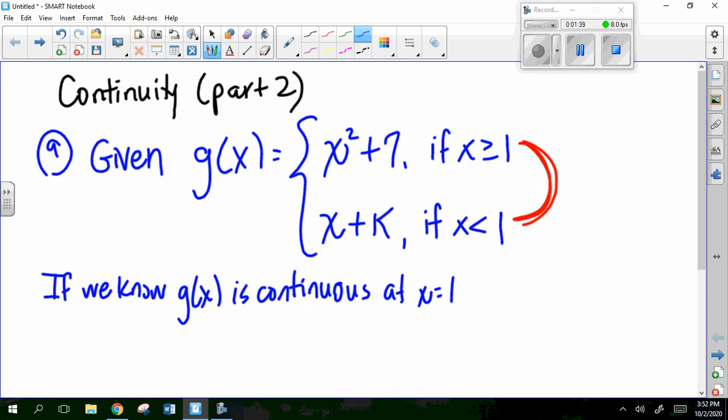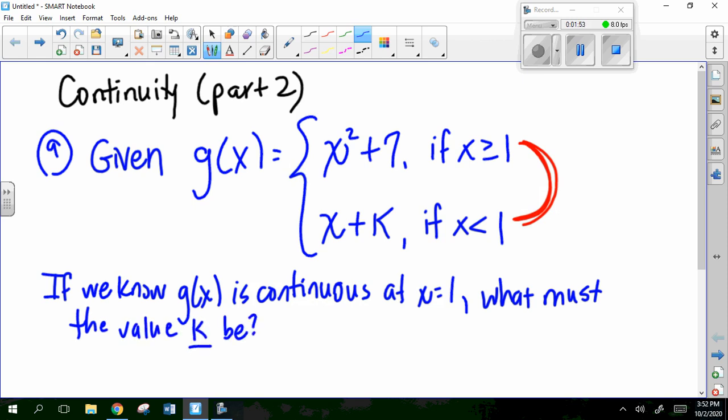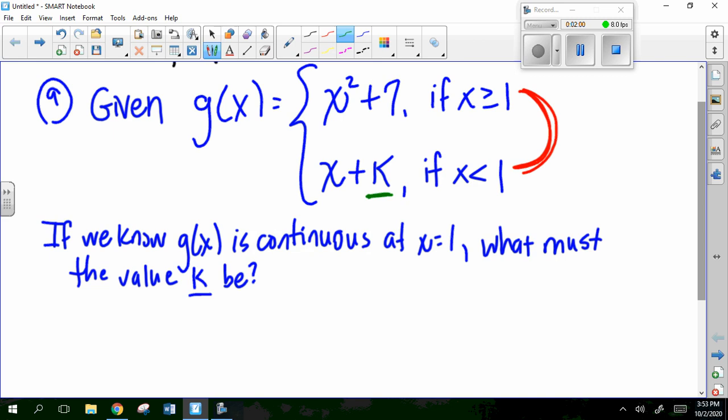All right. So if we know that, I want to know what must the value of k be. Okay. So if you notice here, we have that missing k value, and I want to know what k would have to be in order for this thing to be continuous.